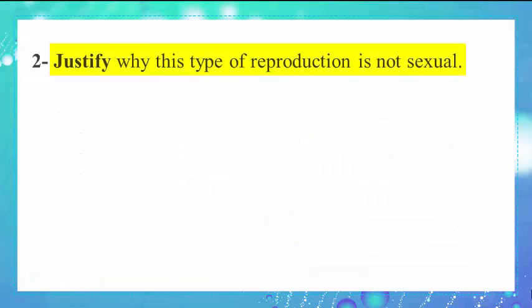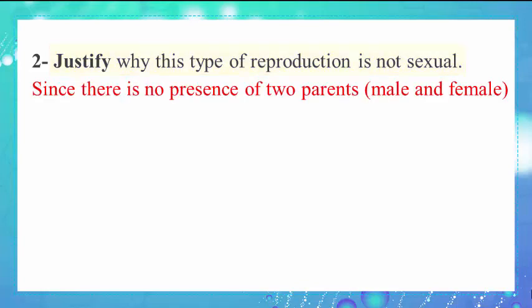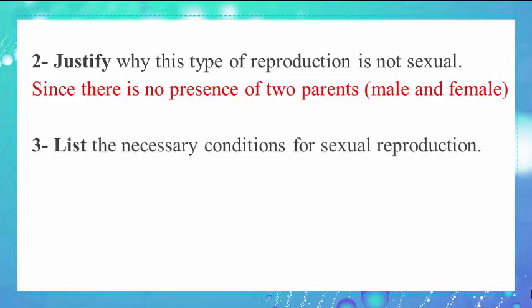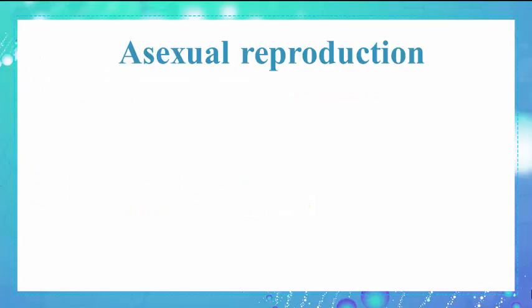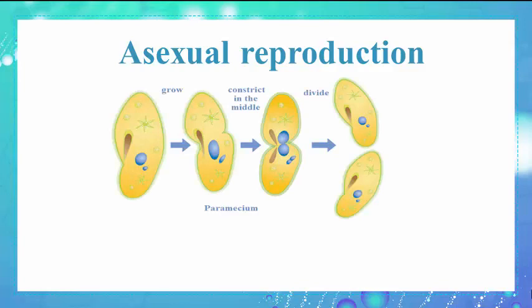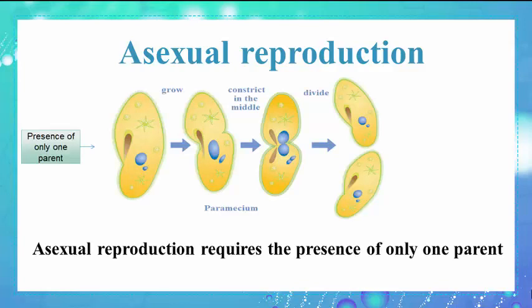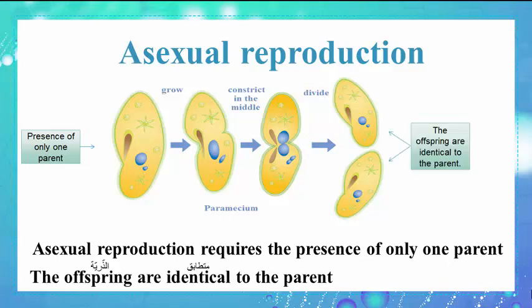Number 2. Justify why this type of reproduction is not sexual. Since there is no presence of two parents, male and female. Number 3. List the necessary conditions for sexual reproduction. Presence of both male and female, and fertilization. So, asexual reproduction requires the presence of only one parent, and the offspring are identical to their parent.